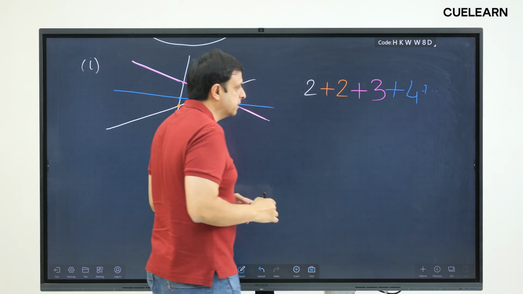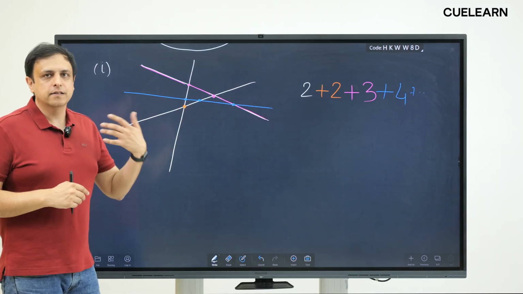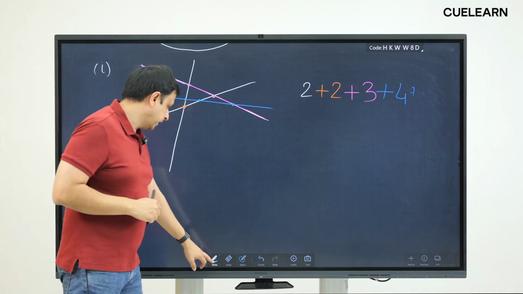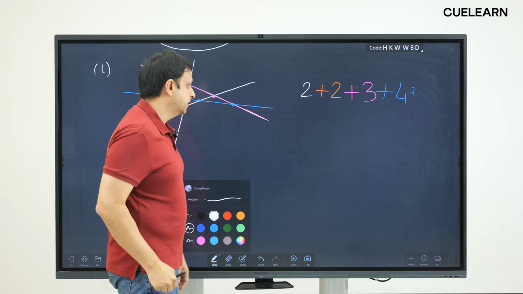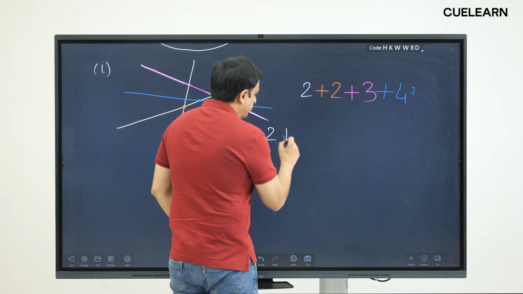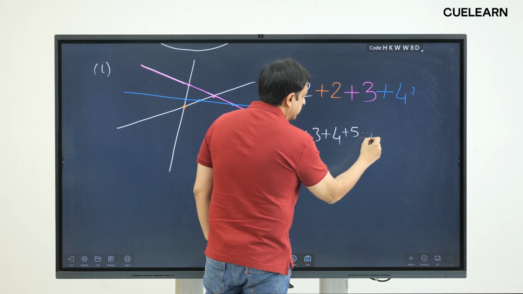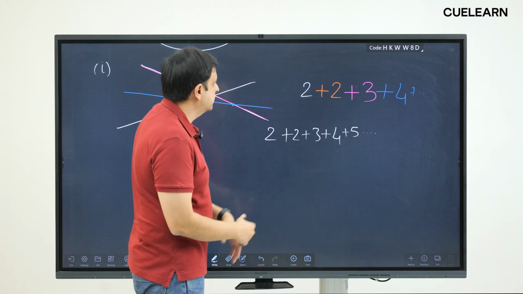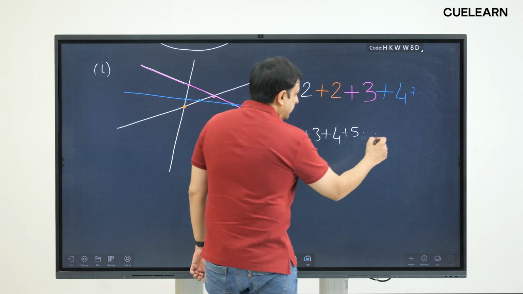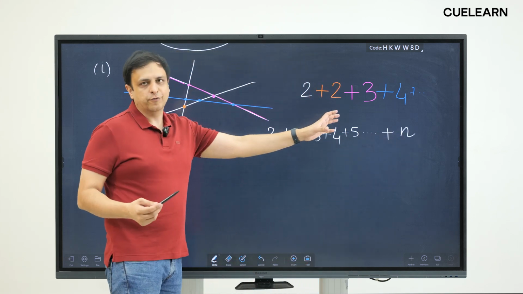So, what we find is that the nth line, or the kth line, increases the number of regions by k. So, the total number of regions after n lines will be 2 plus 2 plus 3 plus 4 plus 5, and this sequence continues. So, the nth line will increase the number of regions by n. So, we go up to n in this sum, and that is the sum that we have to find.